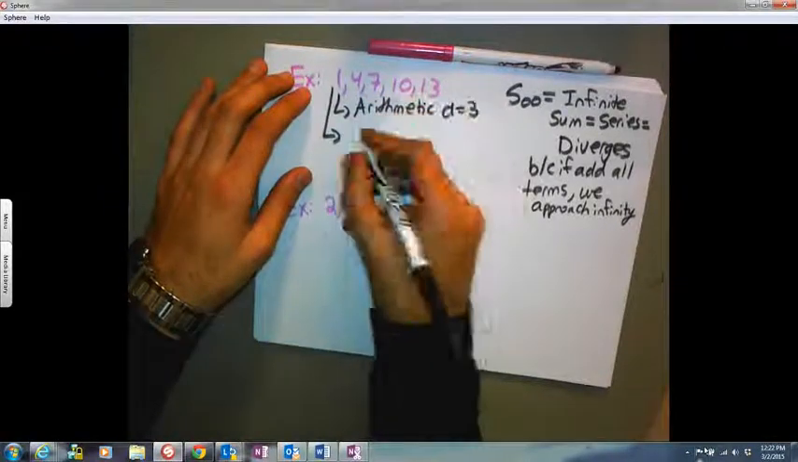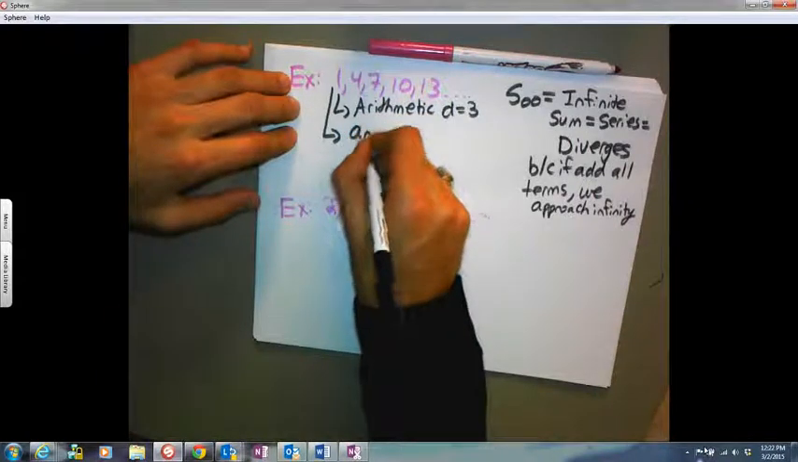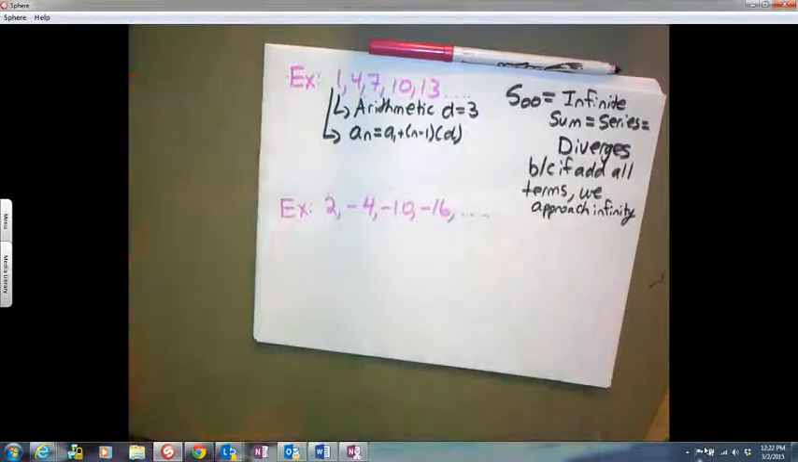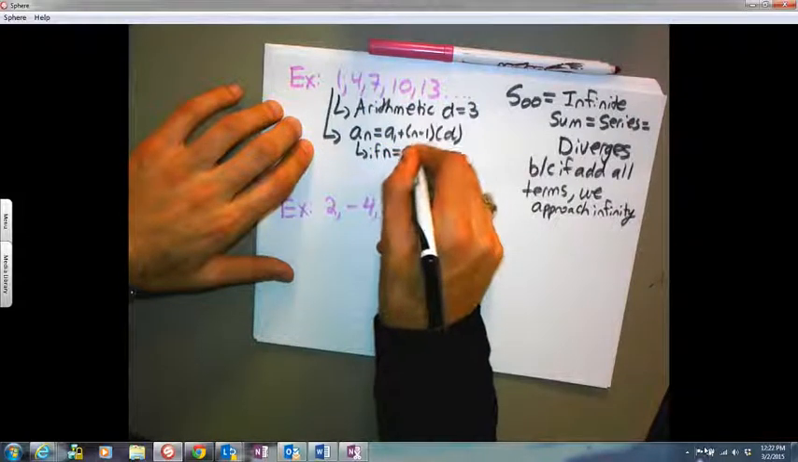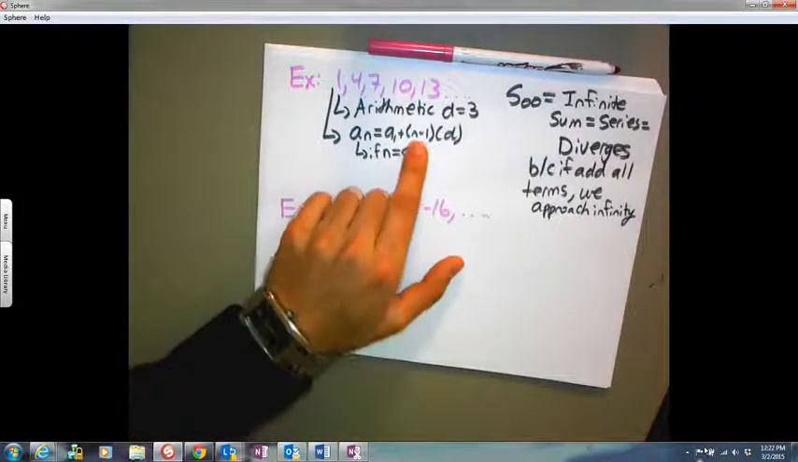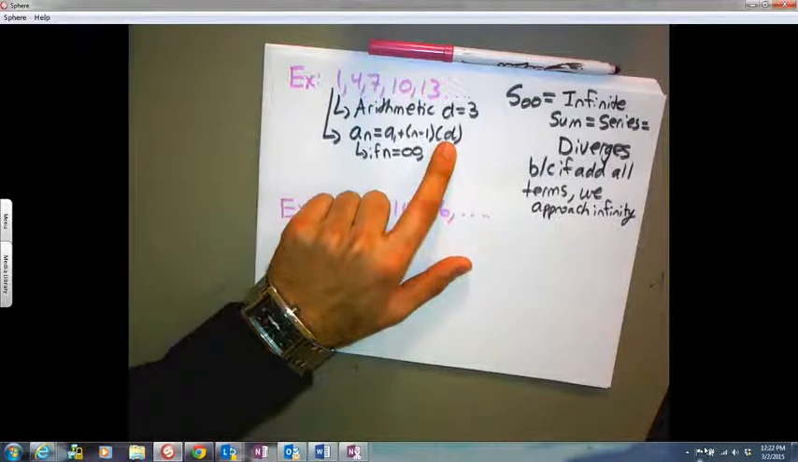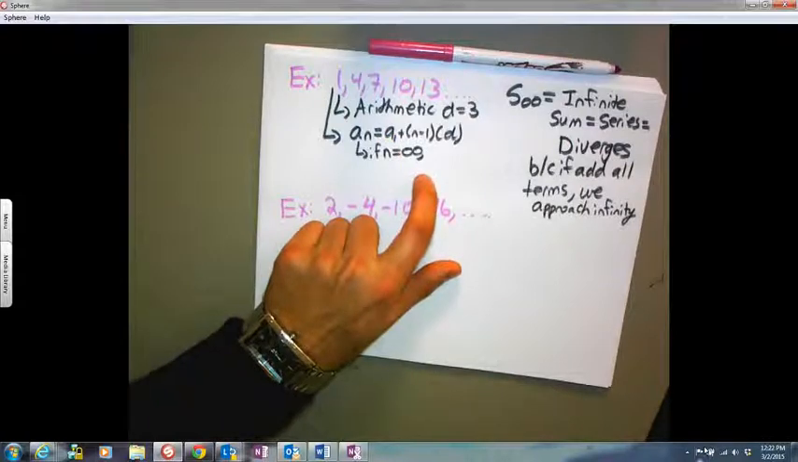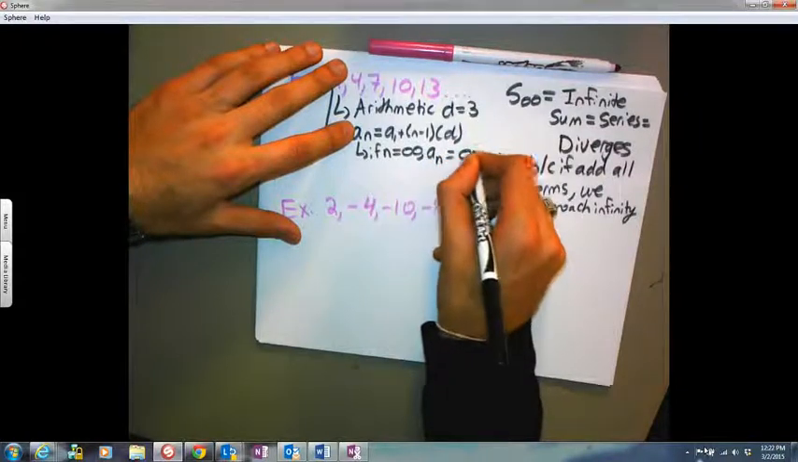In this problem, if somebody said what is the nth term expression, we would write a sub n equals a1 plus n minus 1 times the common difference. If n is infinity, infinity minus 1 is infinity. Infinity times 3, the common difference, is infinity. And infinity plus 1 is still infinity. So if n equals infinity, then a sub n also equals infinity.